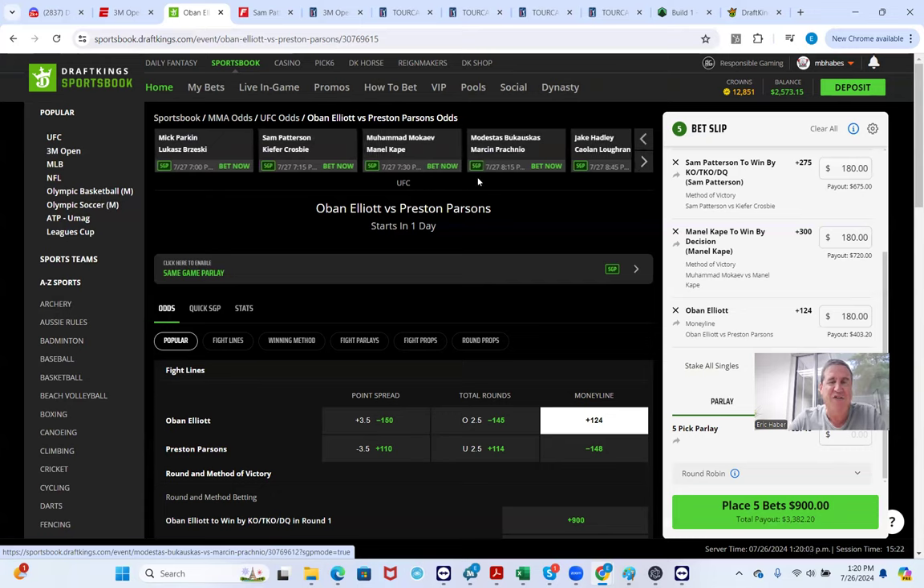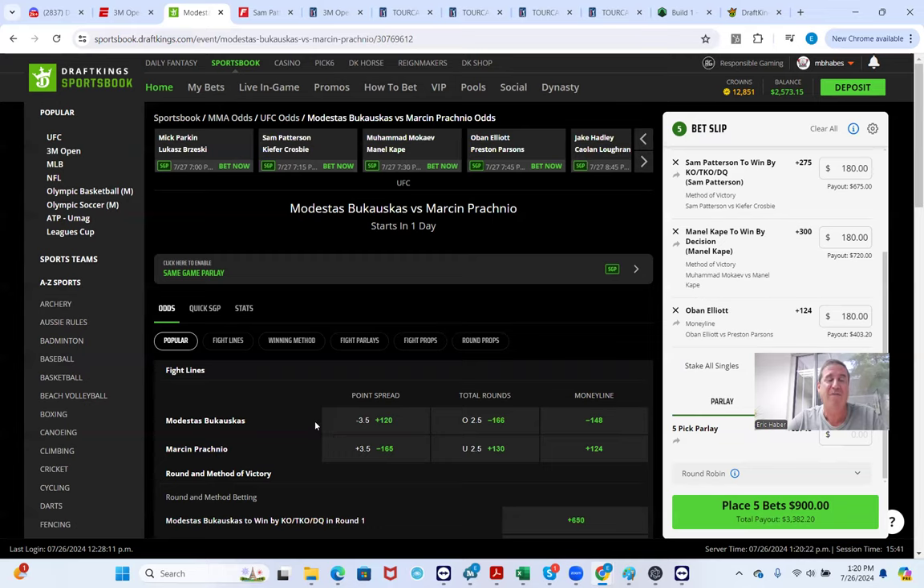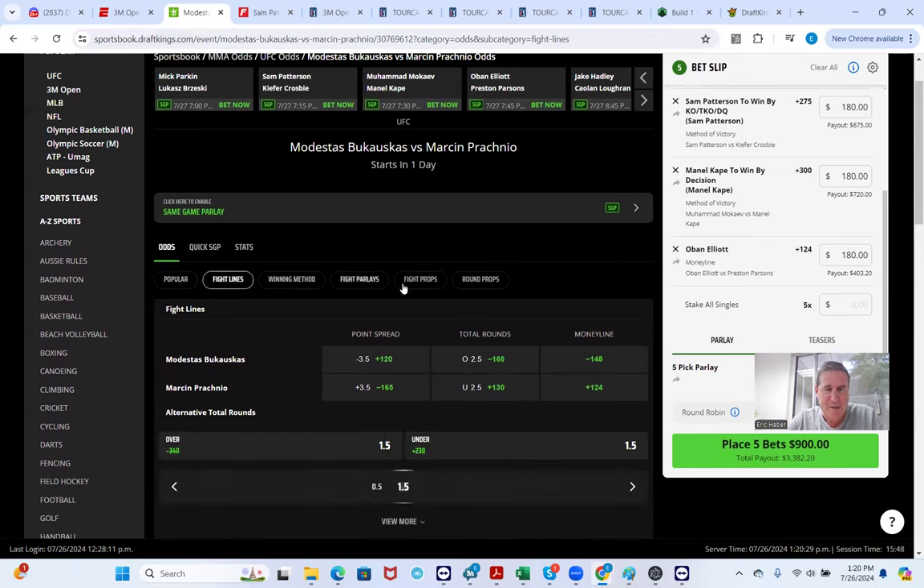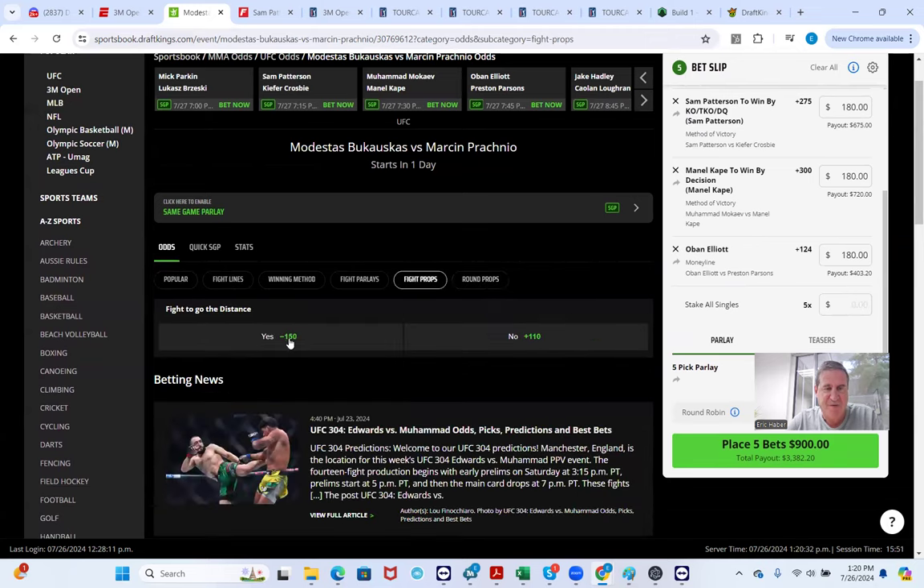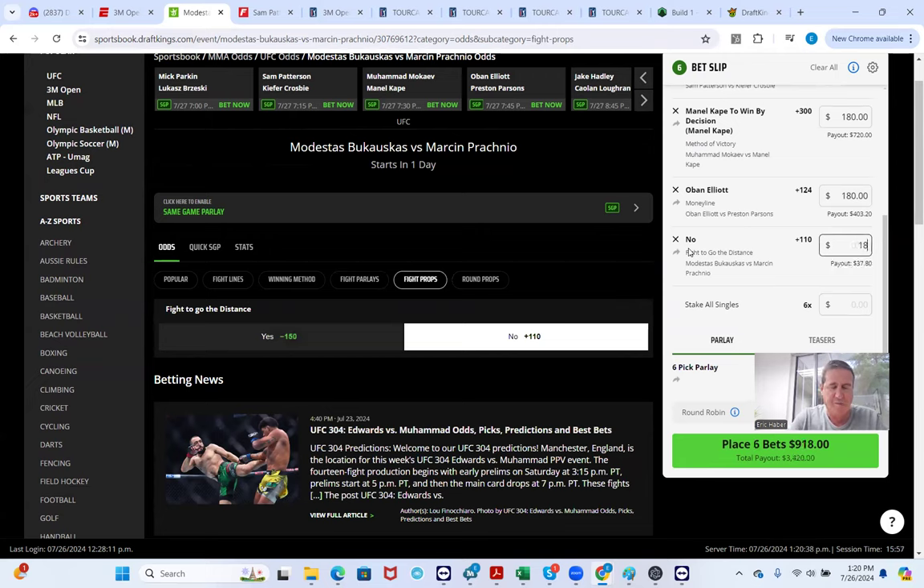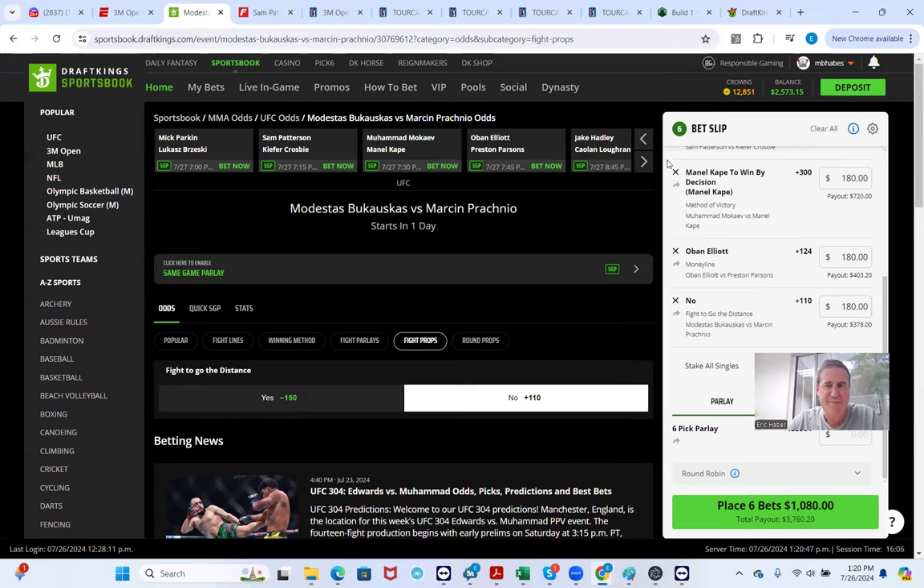Modestas Bukauskas versus Marcin Prachnio. Just two really, really boring fighters. Not even low-level fighters. Two very boring, plodding fighters. They can be somewhat technical, but they don't have a lot of finishing upside. So what we're going to do, very obviously, is play this fight to finish. Let's see. Fight props. Fight does not go the distance, plus 110. That's such a terrible line. It's such a terrible line that it's probably going to come in.